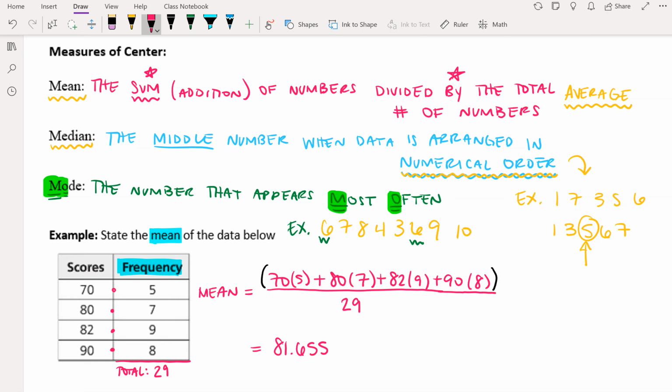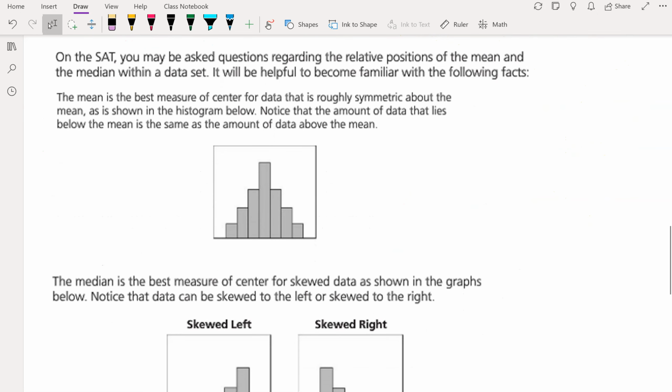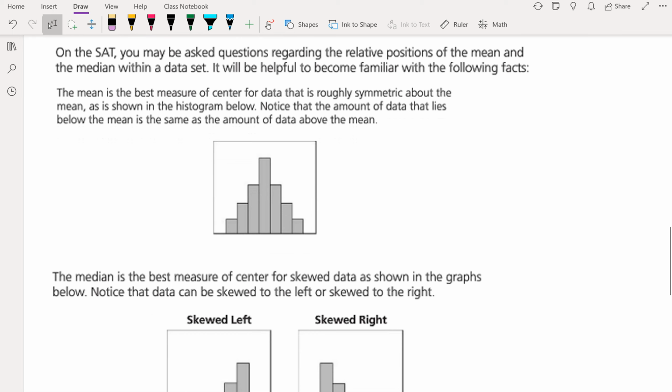Okay, cool. So the mean is adding up all of the numbers and then dividing by the total number of numbers. Sweet. All right, let's go over measures of center now. So on the SAT, you may be asked questions regarding the positions of the mean and the median within a data set, and maybe even the mode. So let's look at these different types of data and then talk about where the mean and the median would fall. Mainly the mean and median is what we're going to focus on.